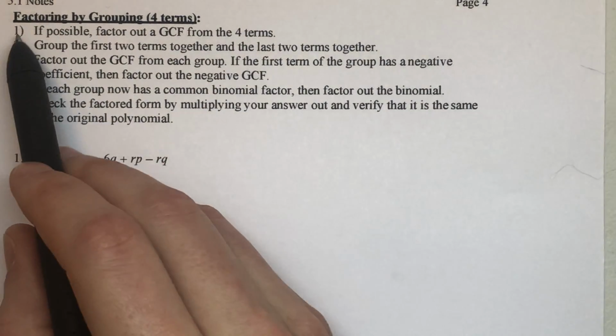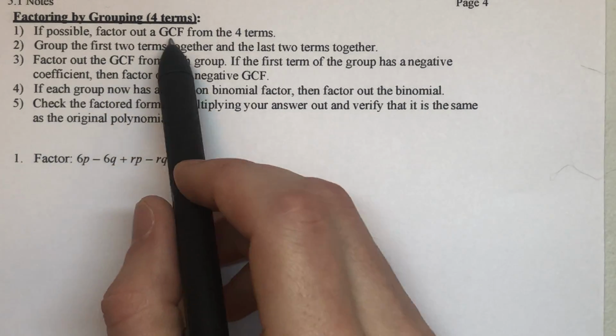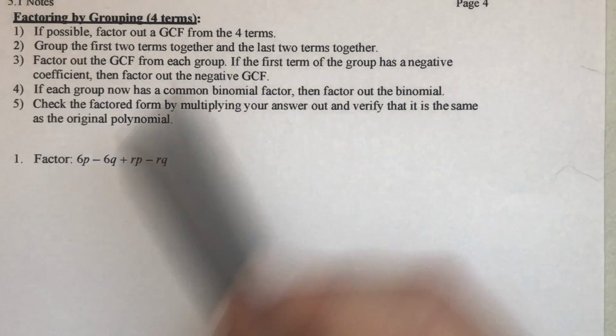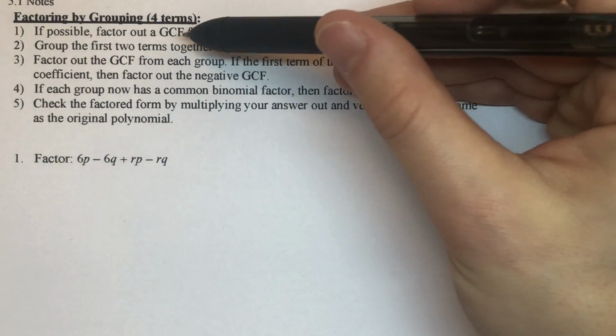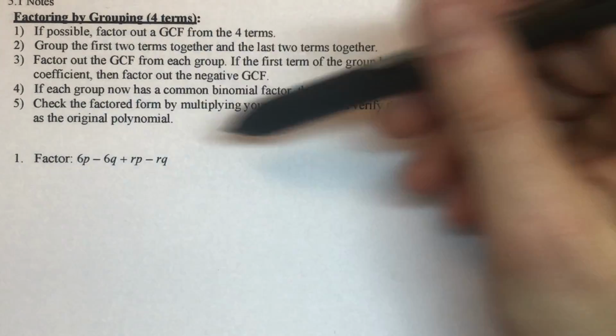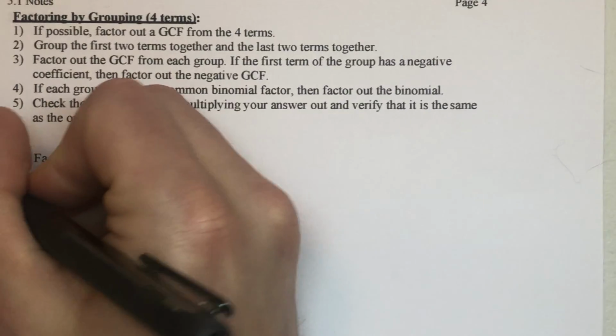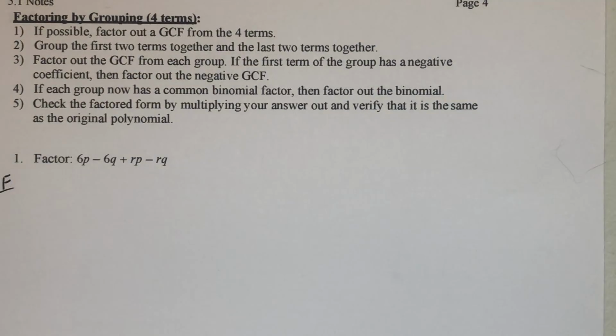Now you'll notice the very first step here says, if possible, factor out a GCF of the 4 terms. And that is, like I mentioned on the previous video, something we will do every single time. Whether it's this method or any method, we will always say, first step, GCF.